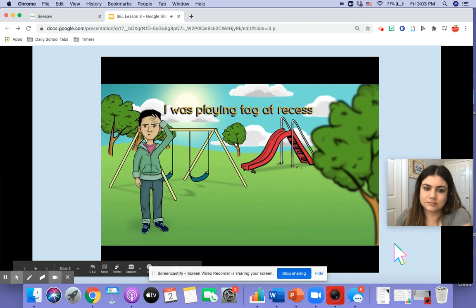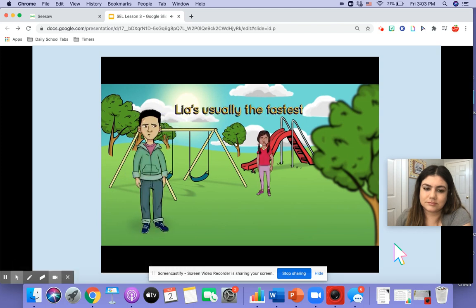I was playing tag at recess. Leah's usually the fastest, but I noticed something different.